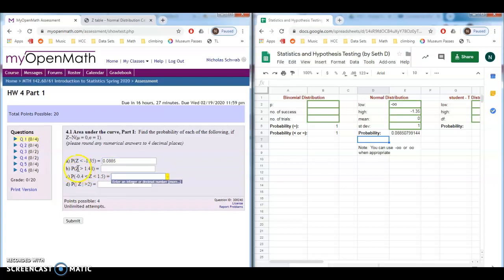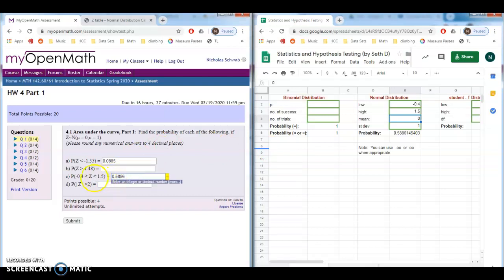Let's go ahead and do another one. I won't do this one, I talked through that one in the forum. But if I do this one here, I want z to be between negative 0.4 and 1.5. So my low here is going to be negative 0.4, and my high is going to be 1.5. And then my mean and standard deviation are the same because it's the same problem. So I hit enter, and it tells me my probability of the z-score being in between these two numbers is 0.5886. So I'm going to go ahead and type that in. 0.5886.